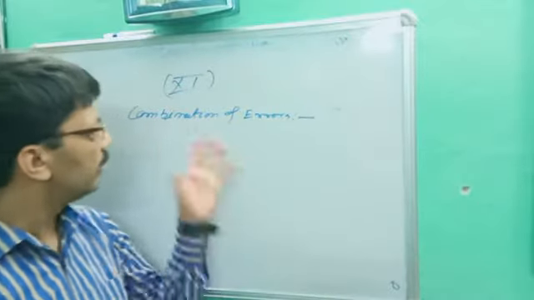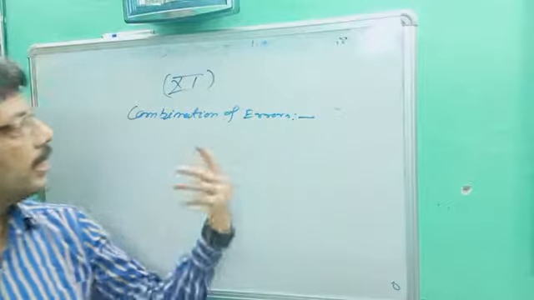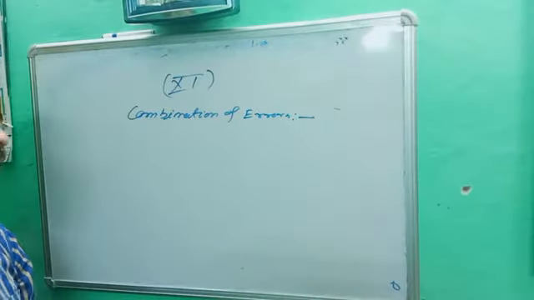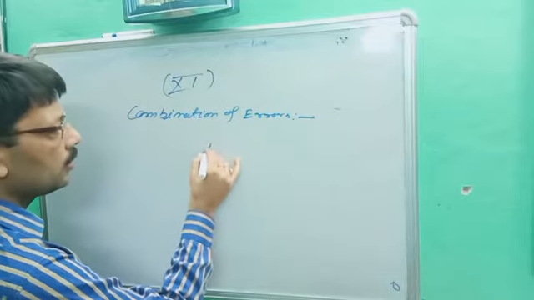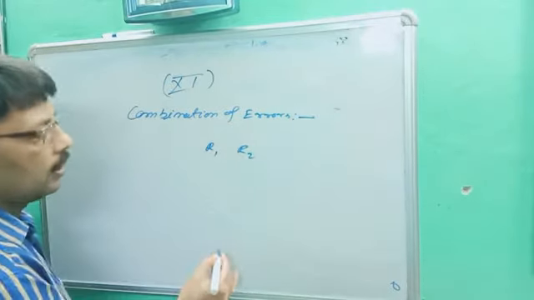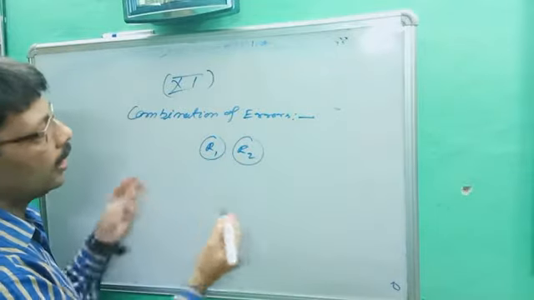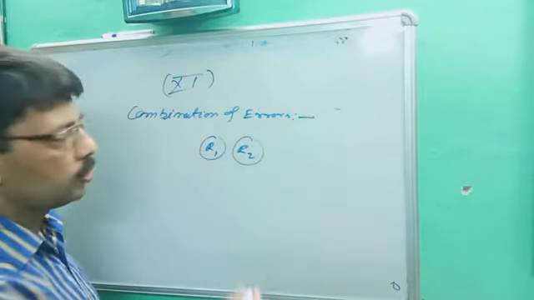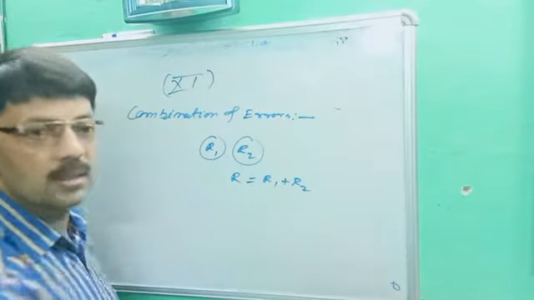It means more than one error is getting combined and we are getting the resultant error. Okay. Let's suppose you are given resistance R1 and R2. There is error in R1, there is error in R2, and I ask you to combine them in series. You better know R is equal to what? R1 plus R2. This is the series combination.